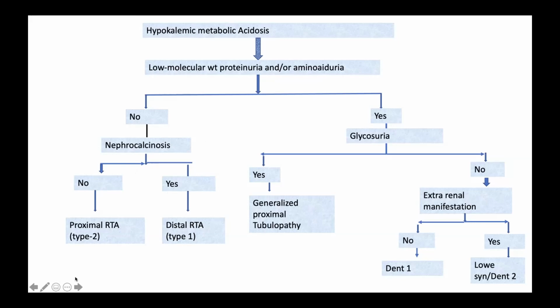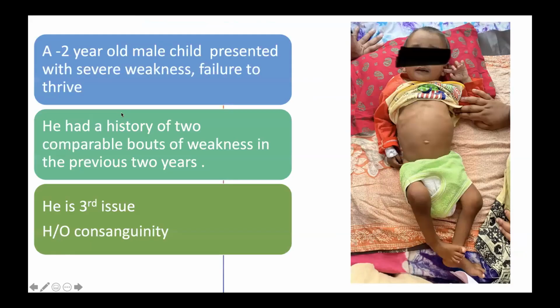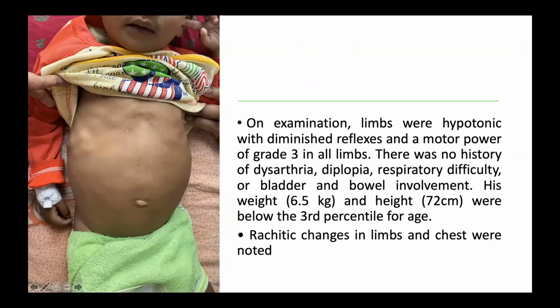So this is another child, a 2-year-old child who presented to us with severe paralysis with failure to thrive. He had the same type of illness in the past 2 years, and he is the third issue of consanguineous parents. He was found to be hypotonic with diminished reflexes, and his muscle power was 3/5 in all 4 limbs, and there was no involvement of cerebellum, and the gallbladder was normal. He was severely wasted and severely stunted, and you can see here that in the chest there is a rachitic rosary and rachitic changes are also present in the limbs.